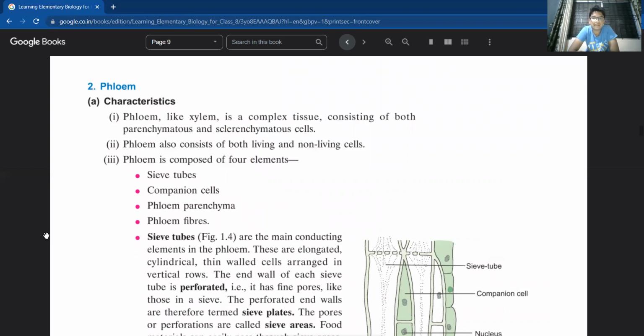So phloem, like xylem, is a complex tissue which consists of both parenchyma and sclerenchyma, and phloem also consists of both living and non-living cells. Phloem is composed of four elements: sieve tubes, companion cells, phloem parenchyma, and phloem fibers.